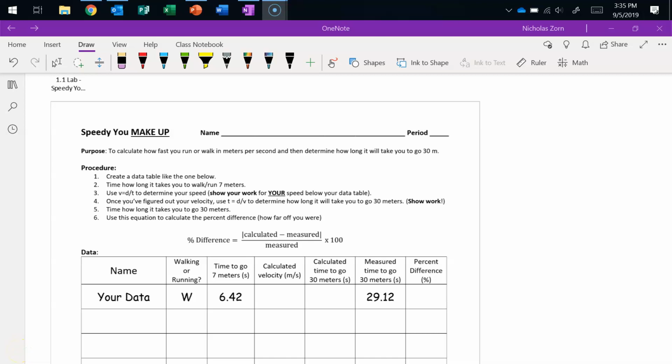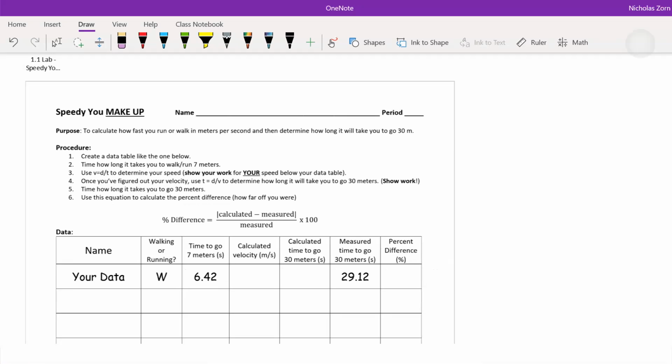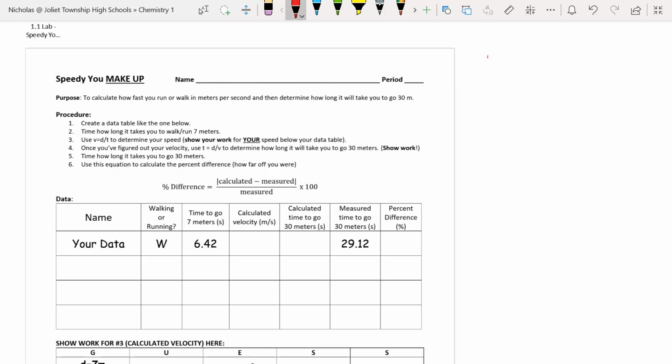In this video, we're going to be looking at the Speedy You lab. In this lab, students walked a 7-meter distance, or ran it, timed it, and that time is here. Then using that time, we had to figure out our average speed. So that's going to be our first step here.